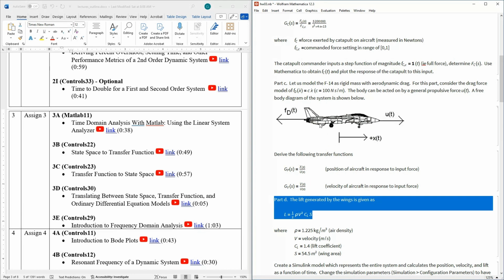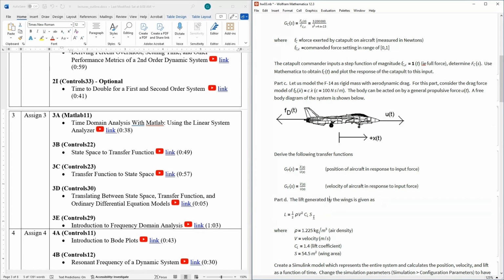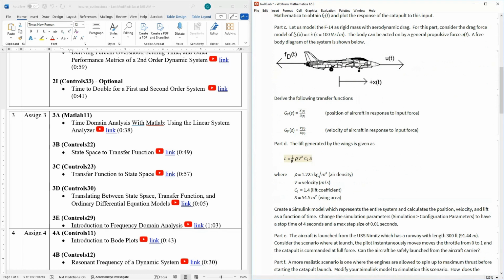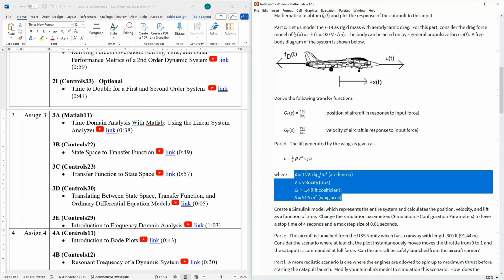Namely, I want to know, as this aircraft is starting to hurtle down the aircraft carrier deck, how the lift is changing. So for the lift, let's use a really simple lift model. Lift is just going to be the dynamic pressure, right? 1/2 rho v squared times some constant coefficient of lift times the wing area. And again, I'll just give you some numbers right here that we can basically play with, okay?